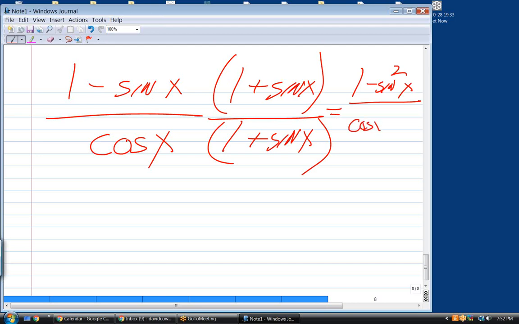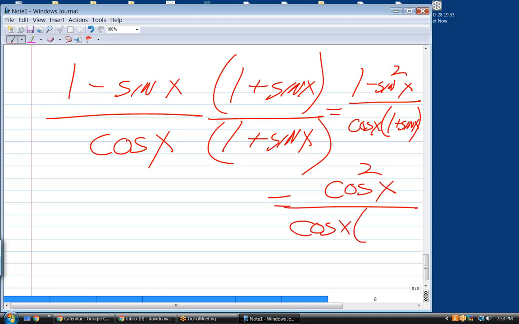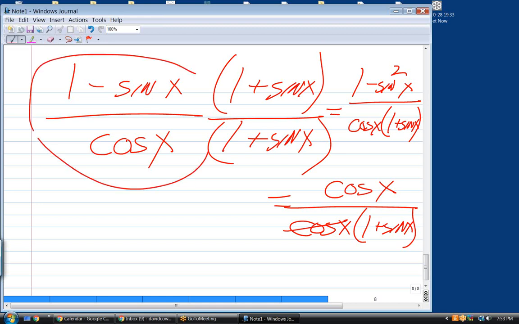Okay? Notice what happens in the bottom. I'm not going to distribute that, because the top now becomes cosine squared x. The bottom still has that cosine x in it, so they can cross out. If I'd distributed it, I would have ruined the plan. So you don't ever distribute. And now the answer is the same as cosine x over 1 plus sine x.